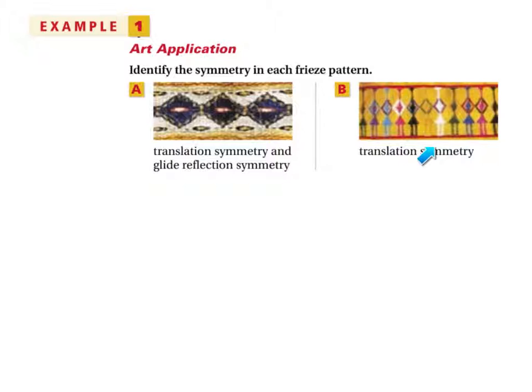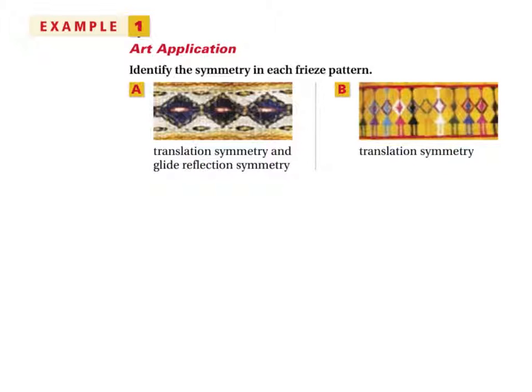Now the one on the right has translation symmetry because I can slide any of these figures to the right or left. But I do not have glide reflection. You cannot slide and then reflect. If you reflect anything here, it is not symmetric. So A has translation symmetry and glide reflection symmetry.